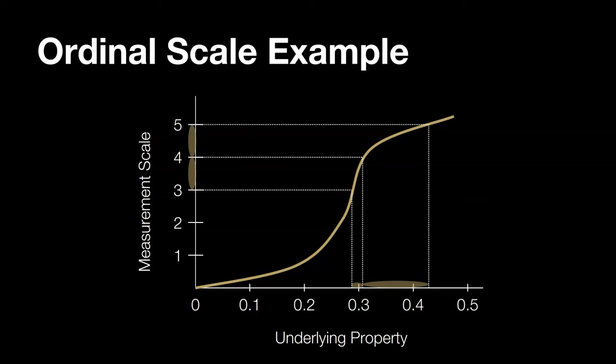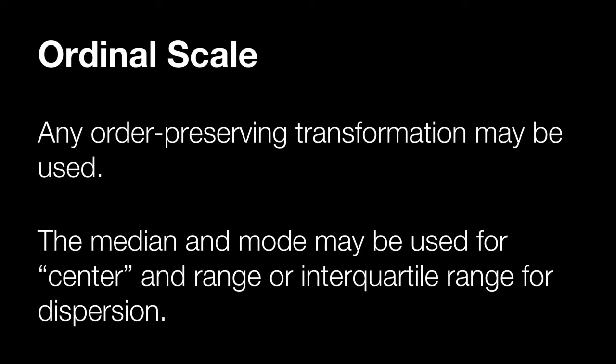Measurements with ordinal scales are ordered in the sense that the order of the measurement scale reflects the order of the underlying property. However, it's important to note that the intervals between the numbers are not necessarily equal. For example, on the measurement scale, a difference between a 4 and a 5, or a 3 and a 4, although it seems equivalent, does not represent the same size or even proportional difference in the underlying property as a scale difference between 0.3 and 0.4. We can only say it's more or less, but we can't say by how much. And again, order-preserving transformations can be used.